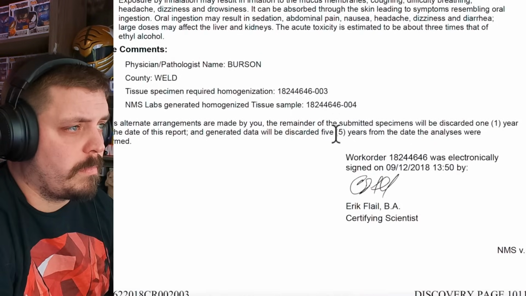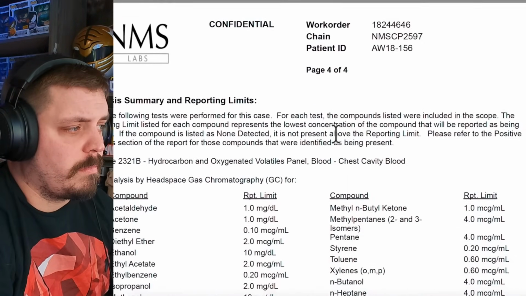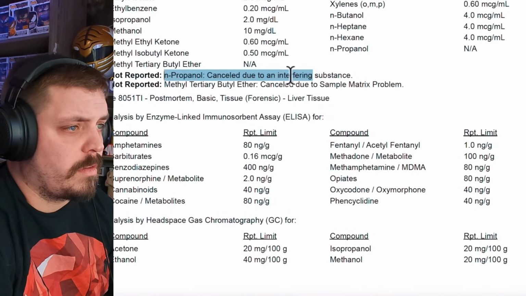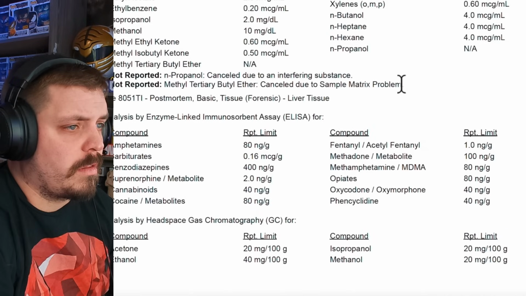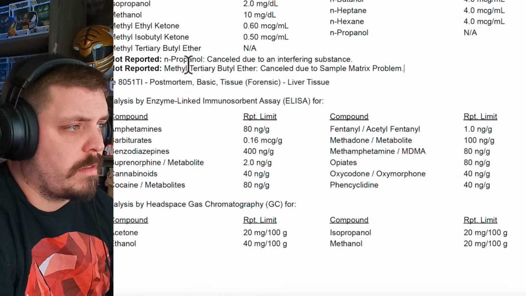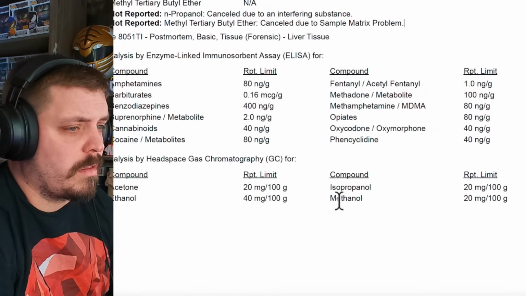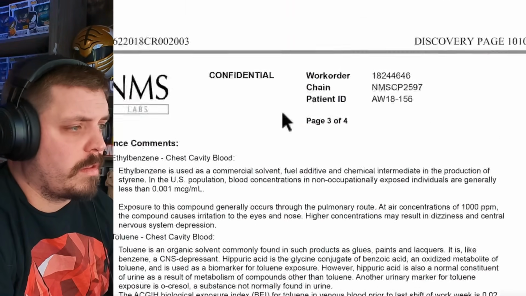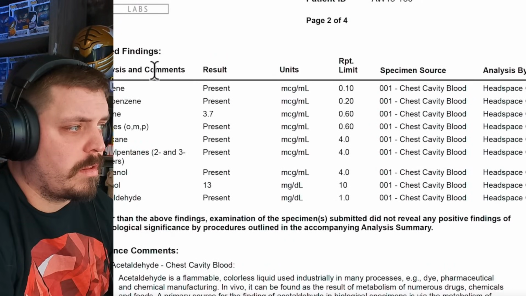Not going to read all that, but it's all there in the autopsy. Look at all those chemicals. These are the ones that were unable to be tested. So this N-propanol was cancelled due to an interfering substance, and then there were other sample problems with that as well. But all of these would have been tested due to the place where Bella's body was found. So this is the analysis summary. Those were the positive tests found. The ones in bold, in these detailed findings, are the positive tests.